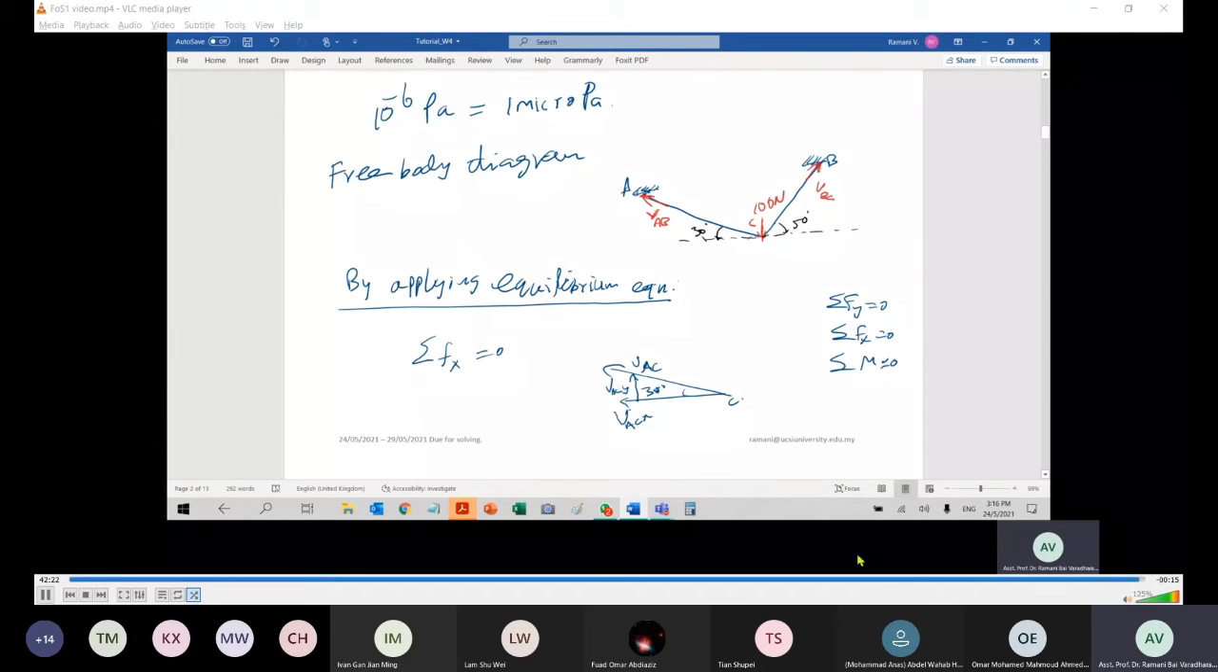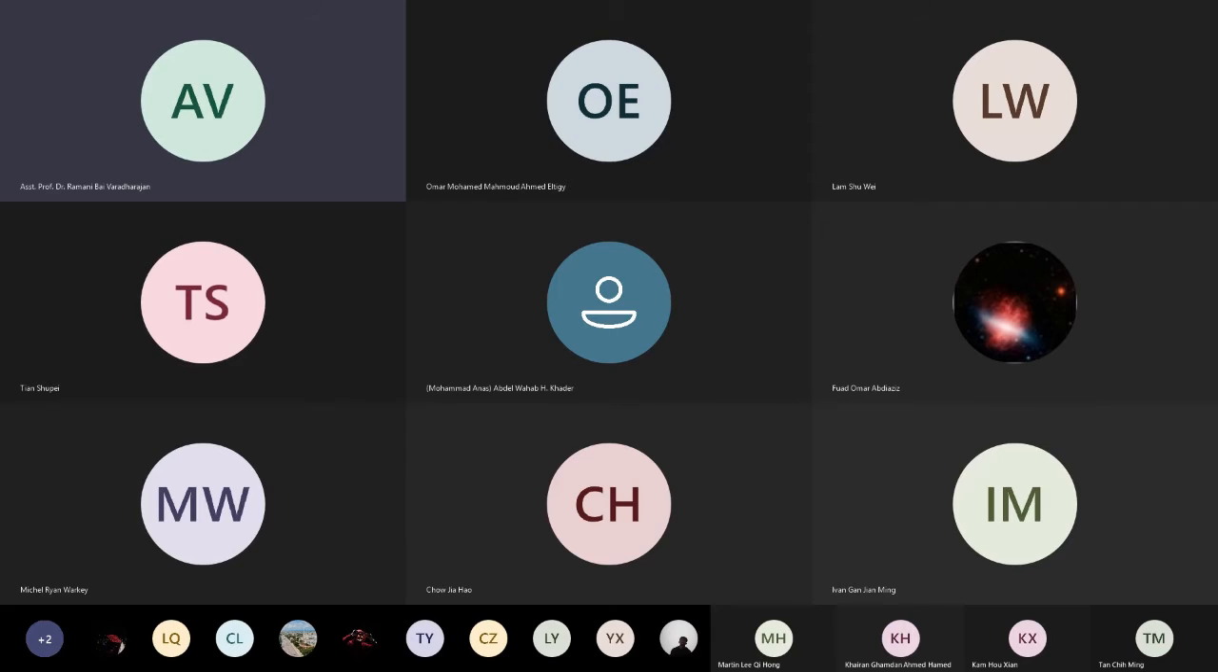Stresses on the member AC and BC. Sigma AC and sigma BC are on top. Okay. Any question? Once we solve for forces on the member, any question? Anybody?